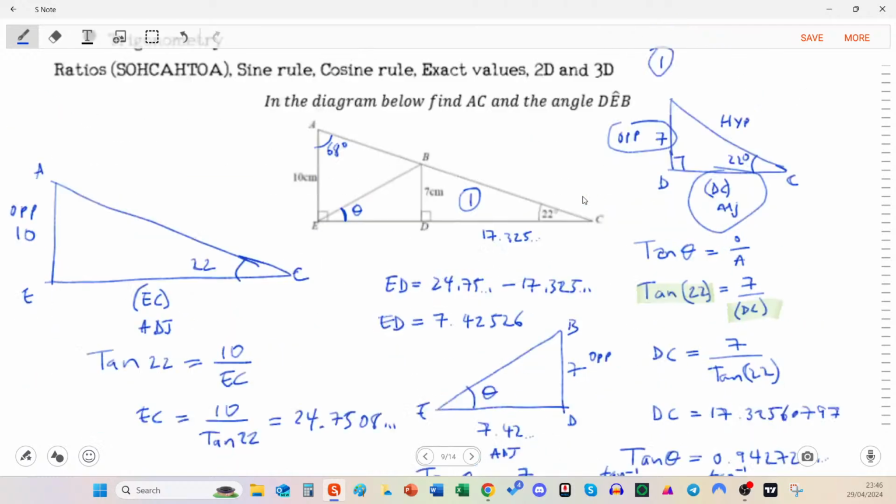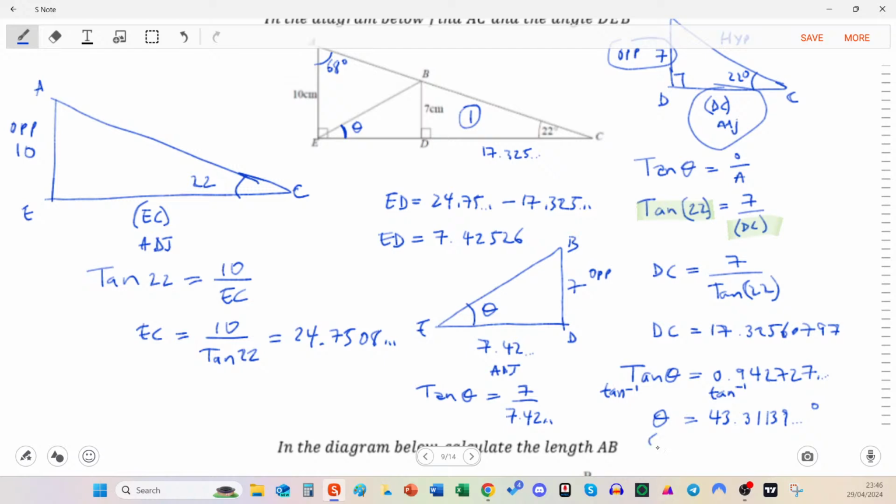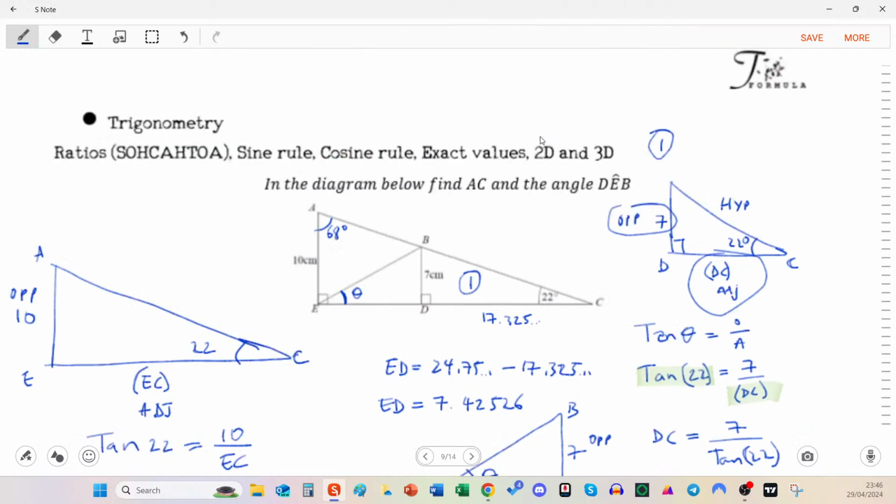Does it say the... No, it just says find it. So we're going to write it as 43.3 degrees to 1 decimal place. And there you have it.